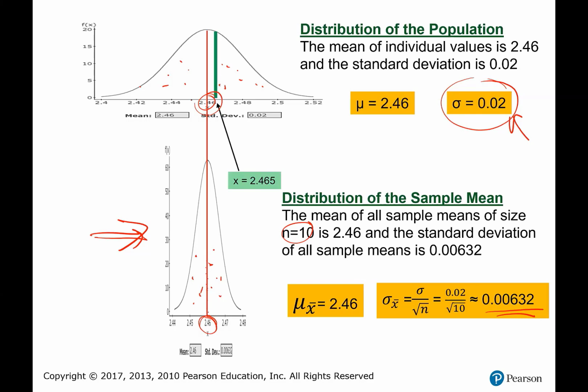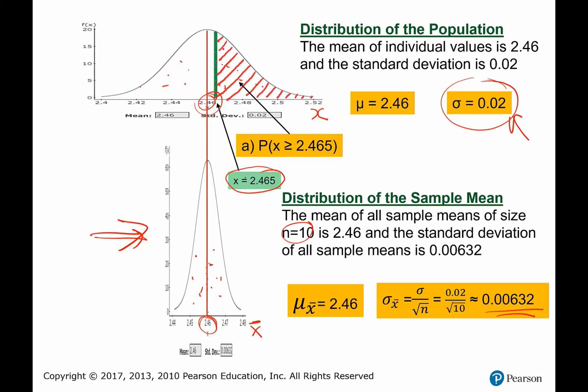Then my first question: here we have all pennies. Remember, this is individual values and this is the distribution for sample means. For individual values, here we stack all pennies such that the weight of all of these pennies is exactly 2.465. And in this region, we have all pennies that weigh more than 2.465, and this area should be proportional to the probability. For that reason, we need to find the area to the right of 2.465 in this distribution.